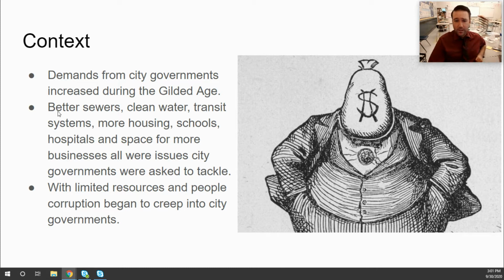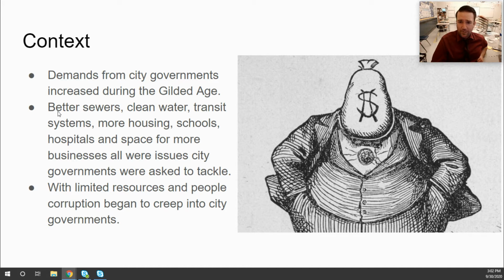So some basic context here. The demands for the city governments continue to increase in the Gilded Age. We talked about more and more people moving, the problems that come with urbanization, and they look to governments to try to solve some of these issues. And they do so with limited resources. So looking for things like better sewers, clean water, transit systems, more housing, schools, hospitals, and space for businesses were all these issues that were put onto the shoulders of these governments that had really limited resources. The tax base was not strong enough to be able to pay for these things.